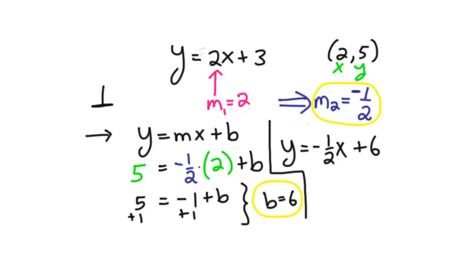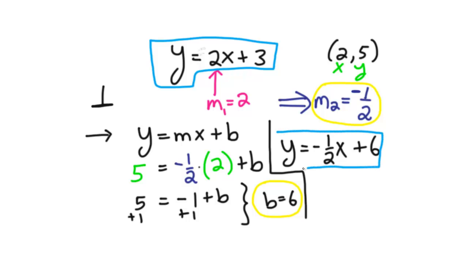The relationship between the first equation that we have, which is this one here, y equals 2x plus 3, and this new equation that we found is that they are perpendicular to each other, and the second equation passes through the point (2, 5). So we're done here.